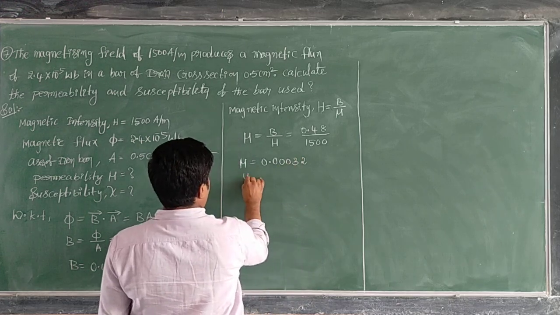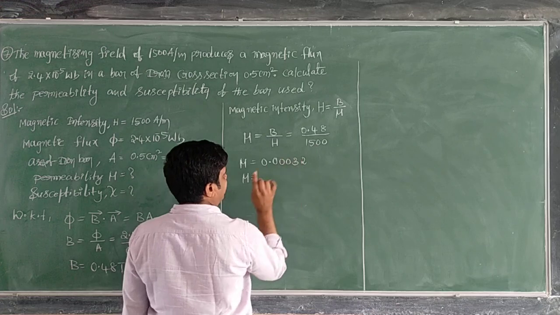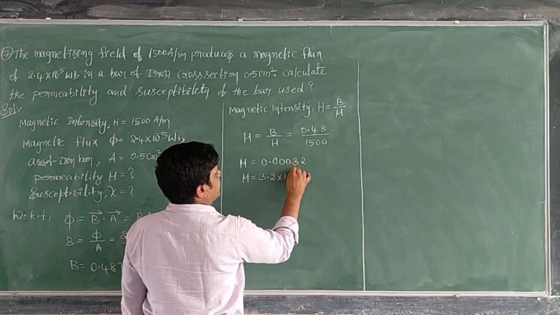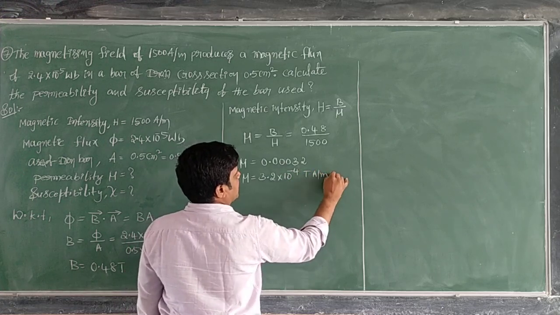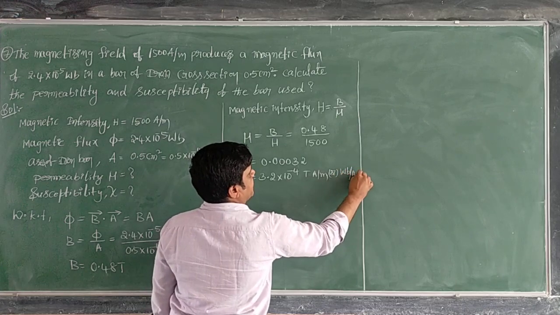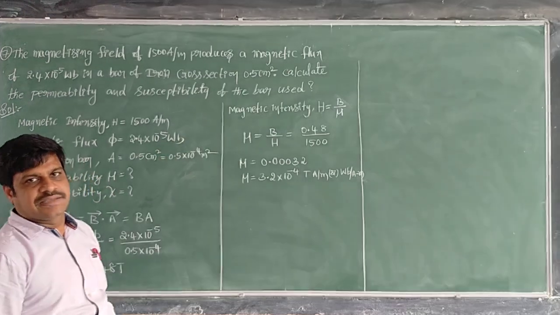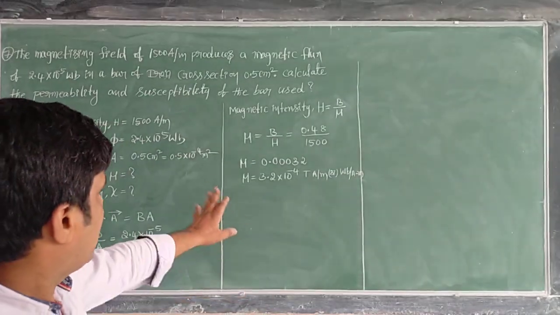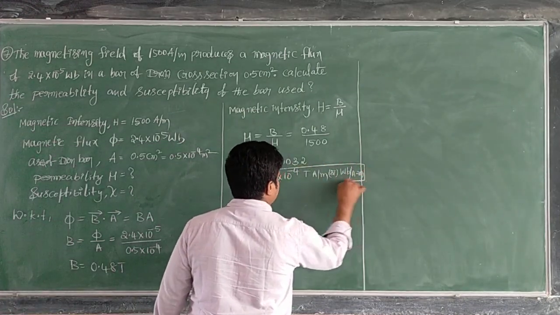If you round off, shifting the decimal point, we get 3.2 into 10 power minus 4 Tesla meter per ampere, otherwise Weber per ampere meter. Weber is the unit of magnetic flux. I got here the magnetic permeability.